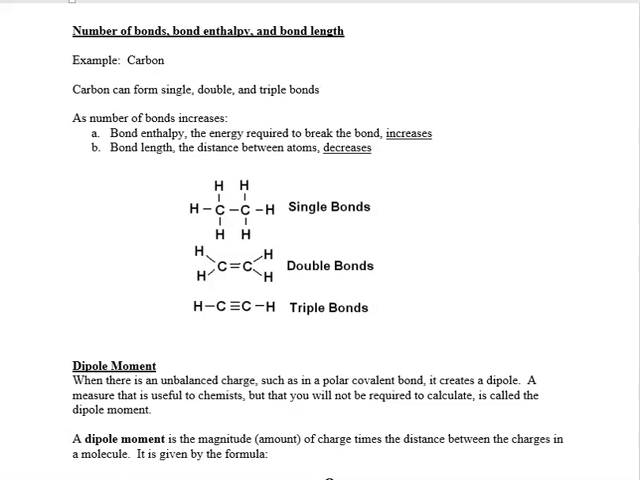B, bond length. The distance between atoms decreases. Okay, so the energy required to break a triple bond is greater than the energy required to break a single bond. And the length between the 2 carbon atoms with a triple bond is shorter. You might think it would be longer because there's more electrons in between them, but that's not true. It's shorter. So triple bonds are shorter, and we'll talk about where those extra electrons really are in a later lesson.